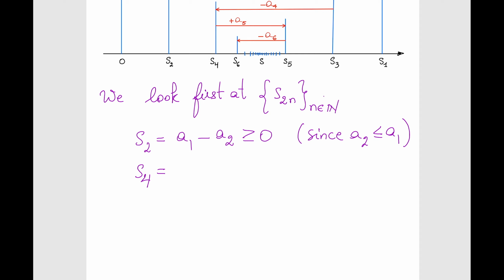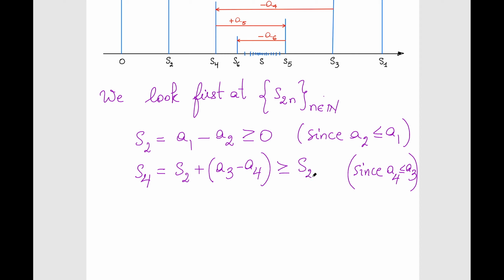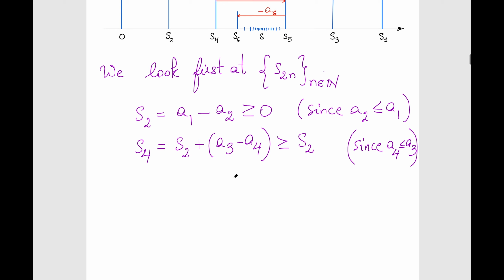S4. S4 is from S2 you are adding A3 minus A4, correct? And since A4 is less than or equal to A3, what can we say? We can say that this is greater than or equal to S2. Am I correct? Because this guy is non-negative. A3 minus A4 is bigger than or equal to 0. Correct? And so on.